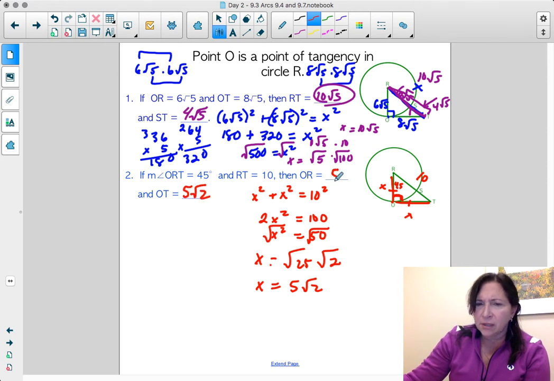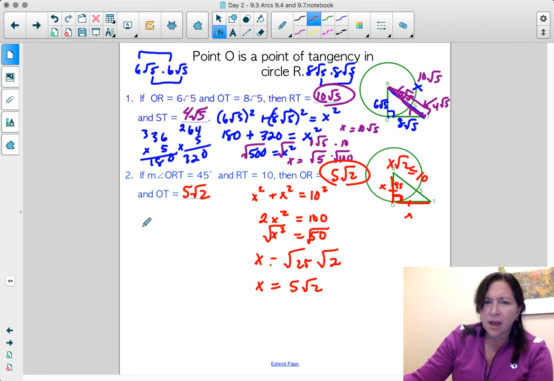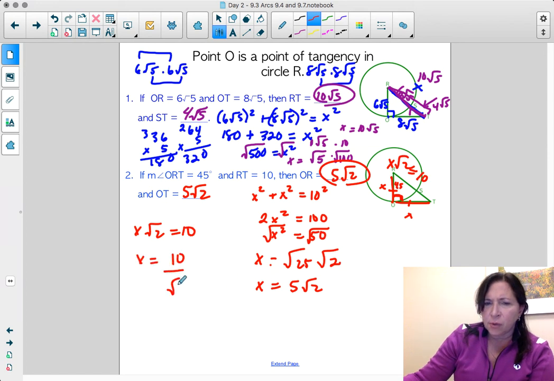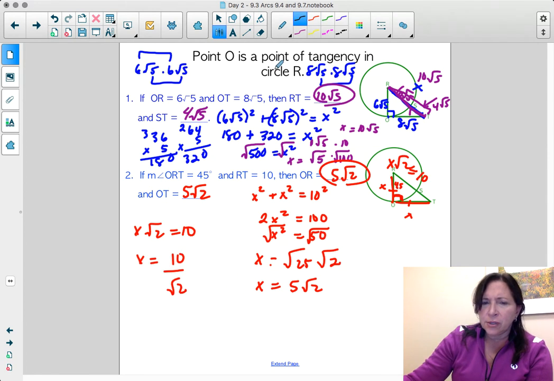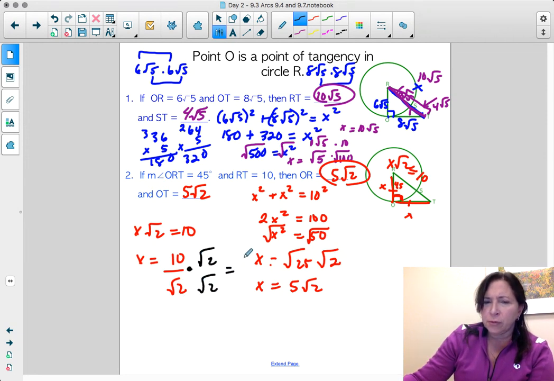But there is a shortcut to this. Remember, just setting this equal to x root 2 means I can go x root 2 is equal to 10. x is equal to 10 divided by the square root of 2. In order to get rid of the root in the denominator, I'm going to multiply by 1, but in the form of root 2 over root 2. So I have 10 root 2 over 2. This 2 will cancel to 10 and make 5 root 2.